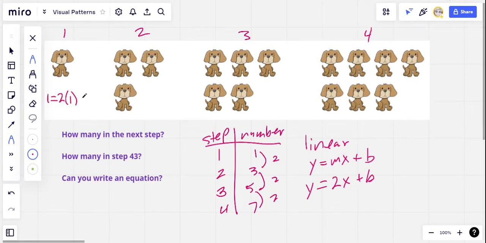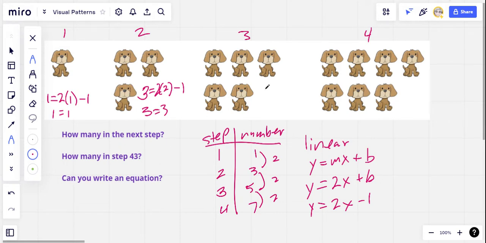I'm going to subtract 1. And now 1 equals 2 minus 1, so that's 1 equals 1. So yeah, that works out. So if we make our formula y equals 2x minus 1, it works out for this step. Let's see if it works out for step number 2. We have 3 puppies. That's our y equals 2 times 2 minus 1. And yeah, that would be 3 equals 4 minus 1. That works out. Let's try the next one.